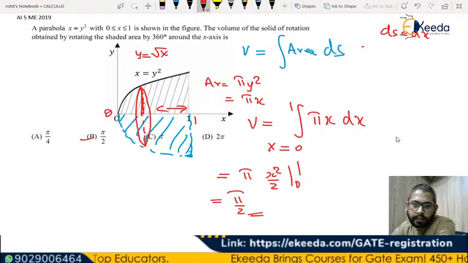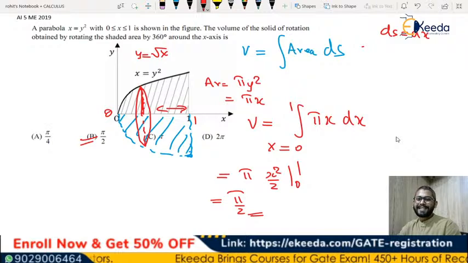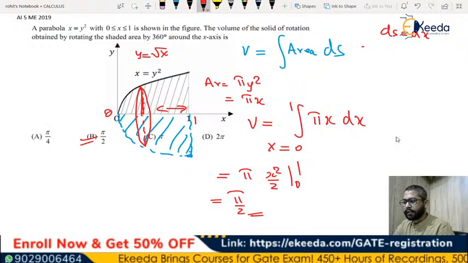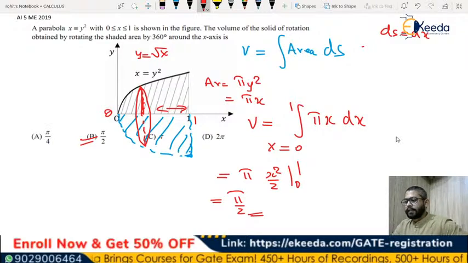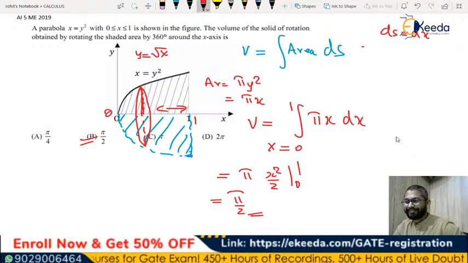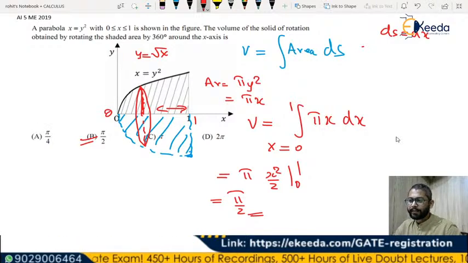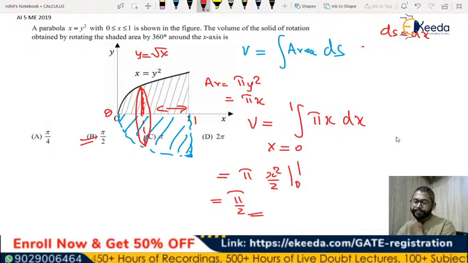So that is option B. Option C, pi, is not it. It is pi by 2, from 0 to 1. Please check, Kirti.